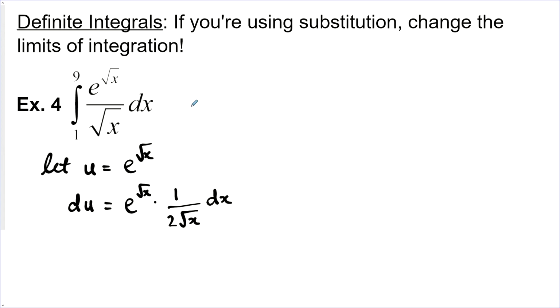And now we can make our substitution, and we see that this equation right here has almost everything we need, except it's got this extra 2 here. So let's do some algebra. Put the 2 over here, so it's 2 du is equal to e to the power of root x over root x dx, and that's actually everything we need right there. So we can say 2 du in our integrand here.